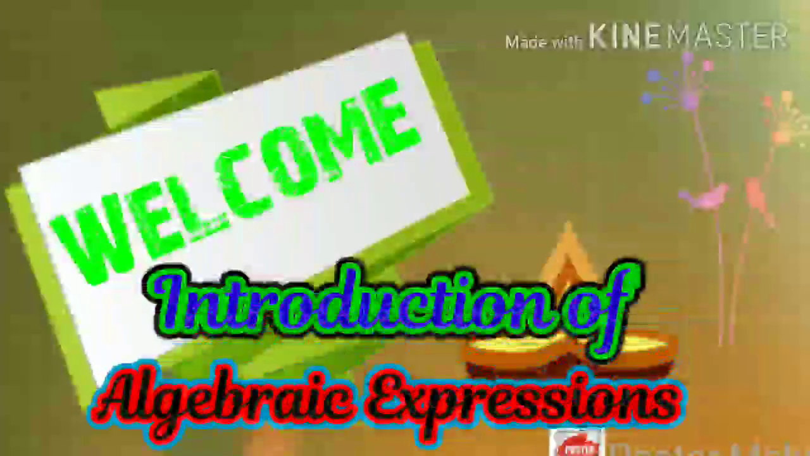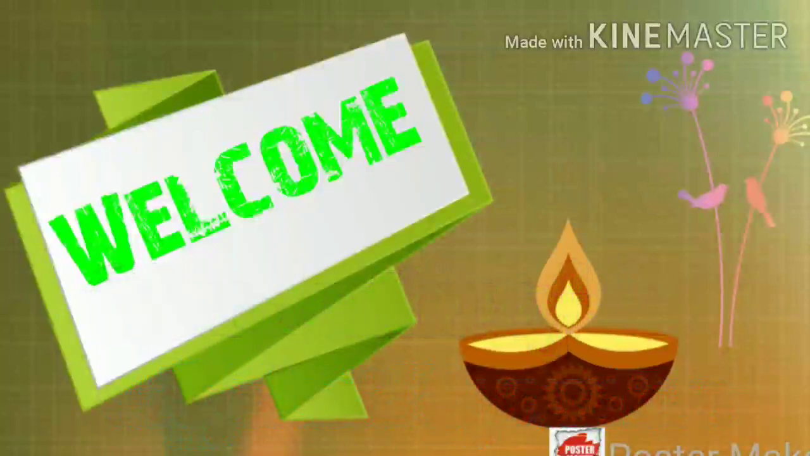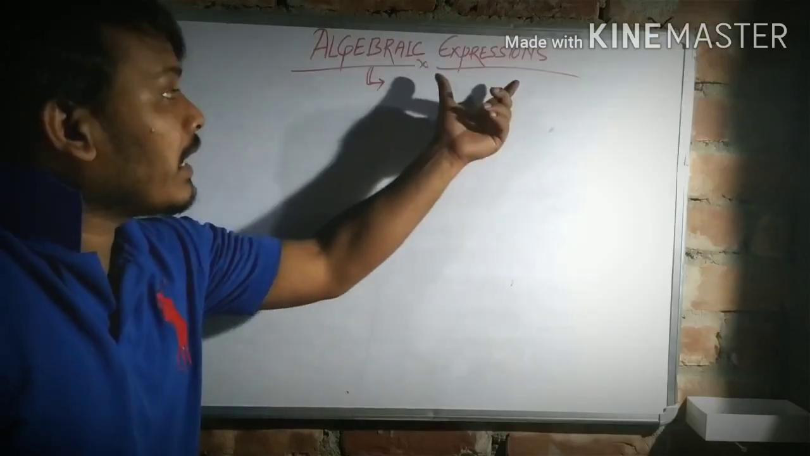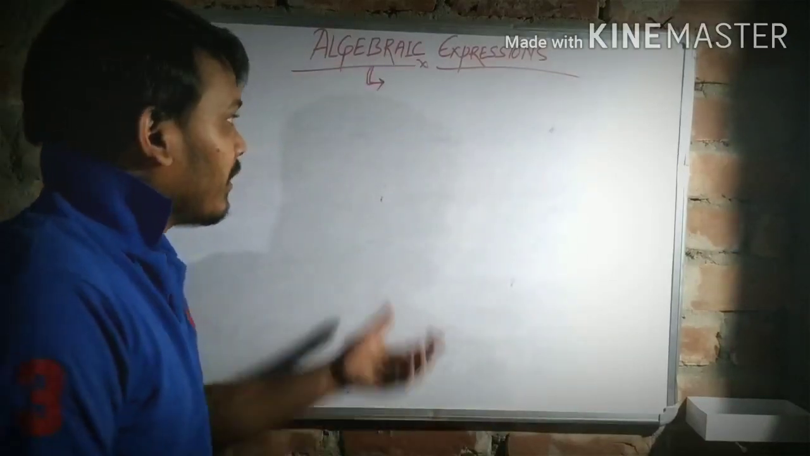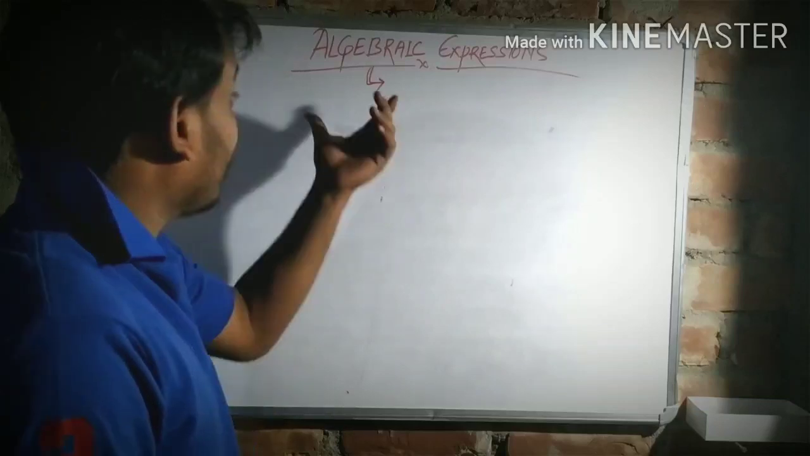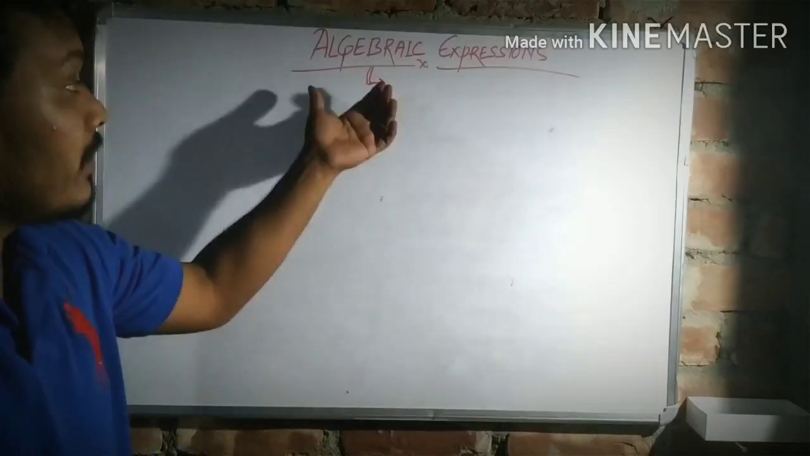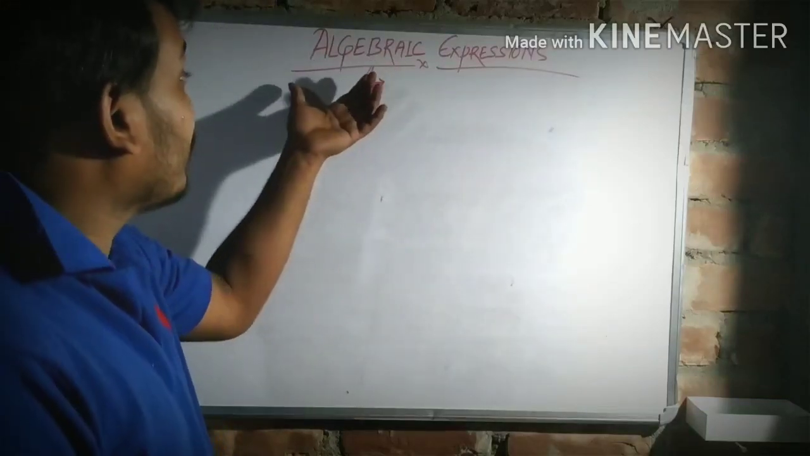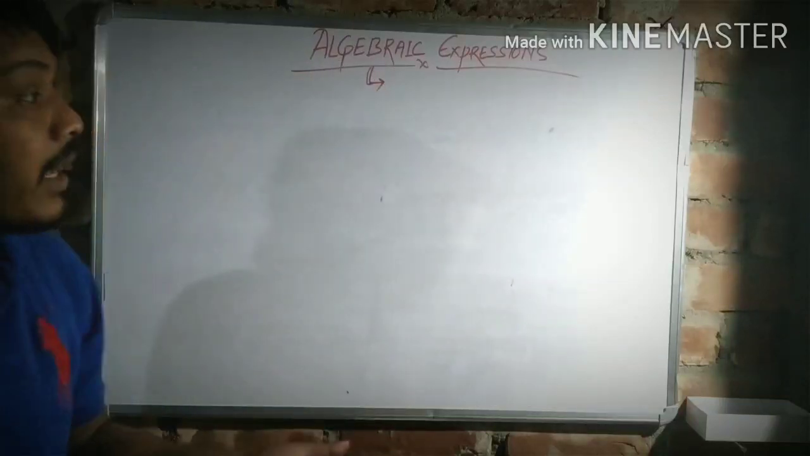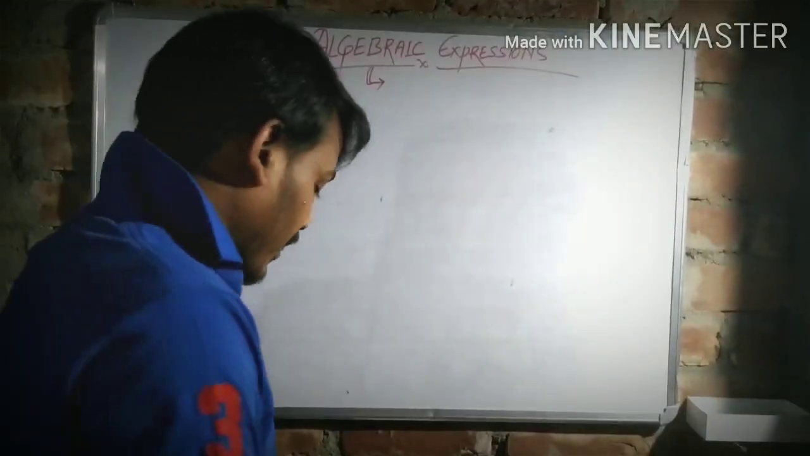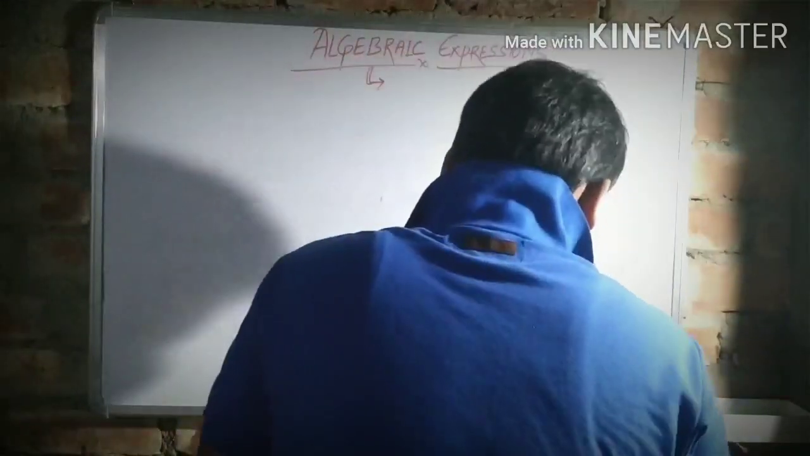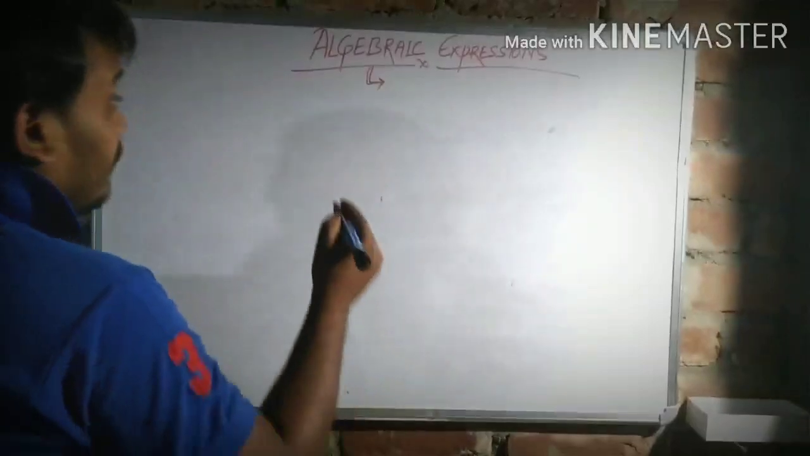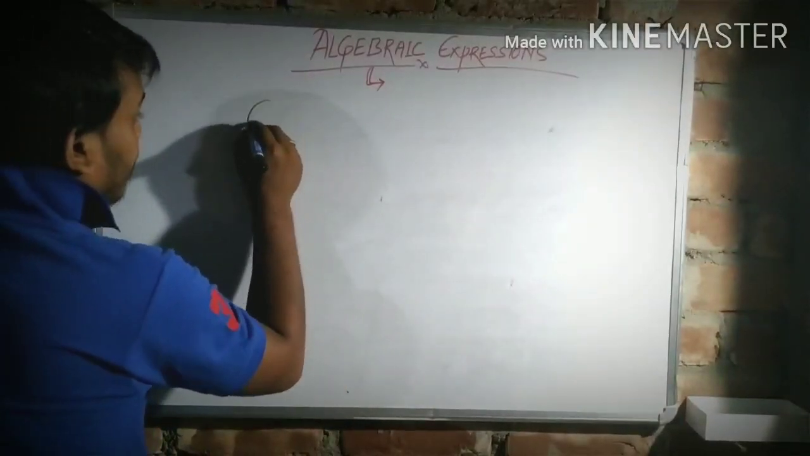Hello students, today I am going to start Chapter 5, Algebraic Expression. You can pronounce it in this way also, algebraic expression. Before I give the definition of algebraic expression, first I will discuss constants.